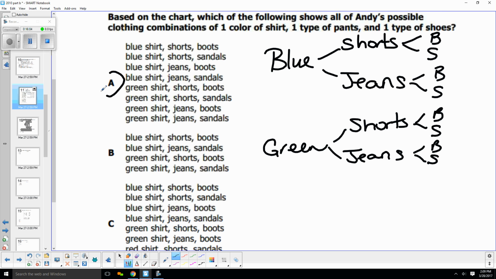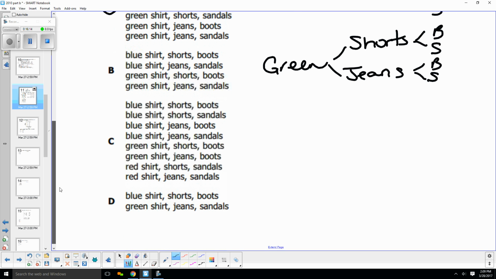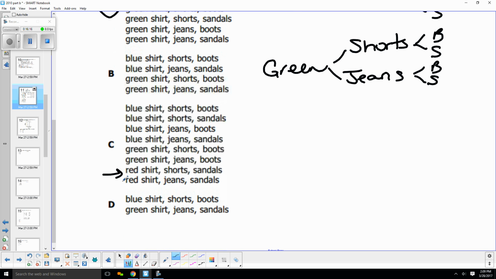A is the true combination. Now, B doesn't, because they're saying if I wear shorts, I have to wear boots. And that's not always true, okay? C is not, because I have a red shirt. A red shirt came in there somehow. I didn't even pack a red shirt, so I must be borrowing somebody else's. And D, they're saying I only have 2 outfits I can wear. And that's a blue shirt, a pair of shorts, and boots. Or I can wear a green shirt, jeans, and sandals.